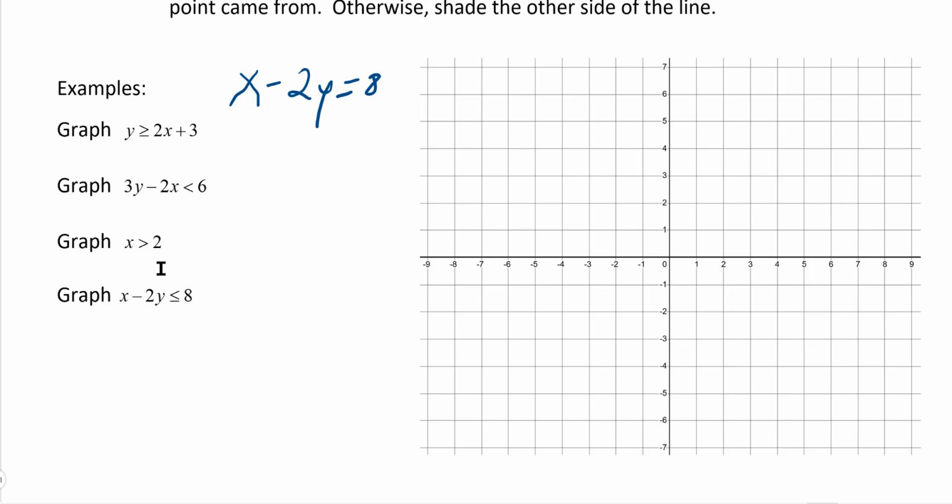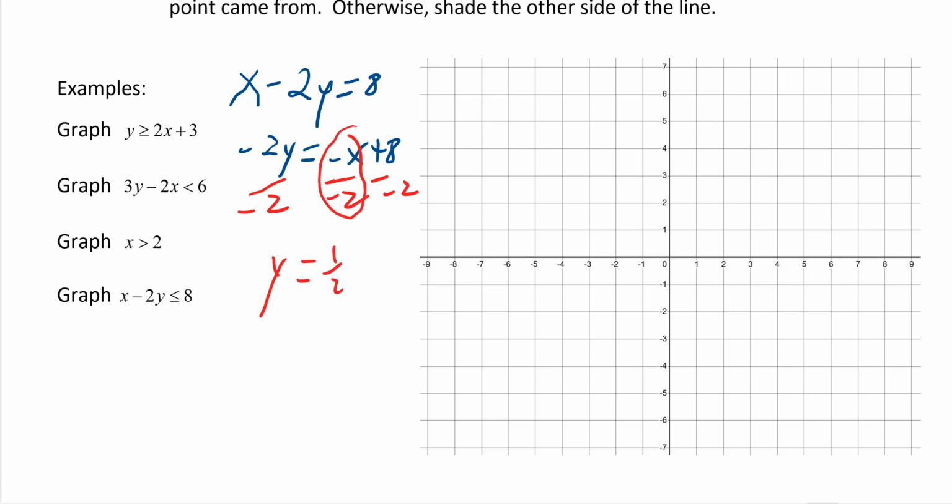One way to do it would be this. I am going to solve it for y, so I will subtract x from both sides, getting negative 2y equals negative x plus 8. Then I'll divide both sides by negative 2. When I do that, on the left I have y. This is 1/2 x, and this is minus 4. And I could graph it by plotting the y-intercept of negative 4, and then using rise over run as the slope, and get the line. There's nothing wrong with that, but I want to show you a different way to do this.